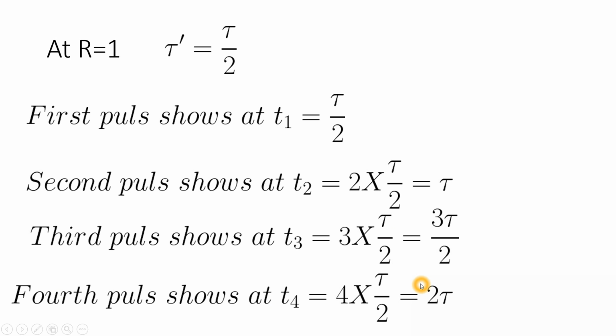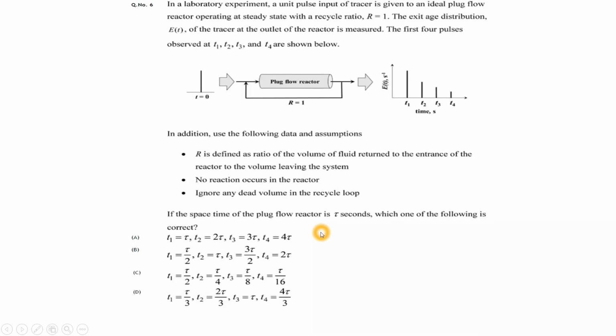From this we get T1, T2, T3 and T4. From the given options we can see that T1 should be tau by 2, T2 is equal to tau, T3 is equal to 3 tau by 2, and T4 is equal to 2 tau. So option B is correct.